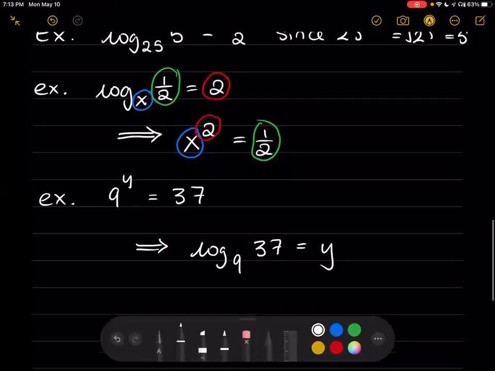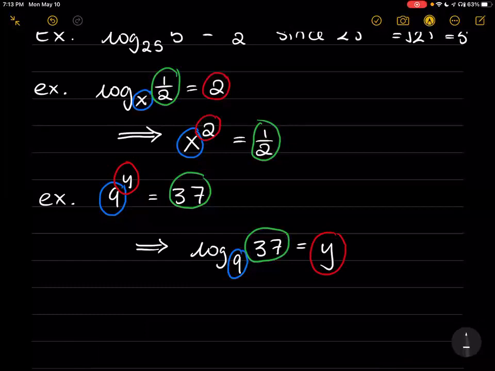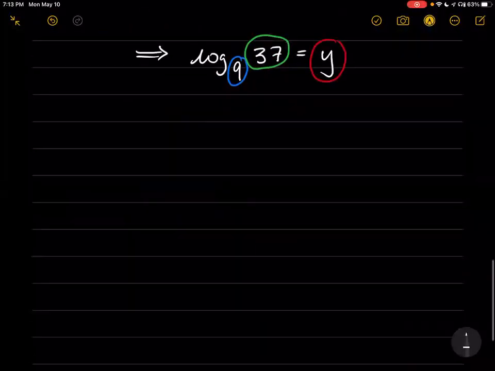So again, you can see that the base of the exponent becomes the base of the logarithm. The thing on the other side of the equal sign here becomes what the log is applying to. And the power on the exponent becomes that. All right. So now let's look at some basic log properties.